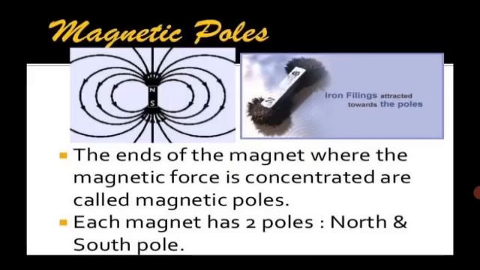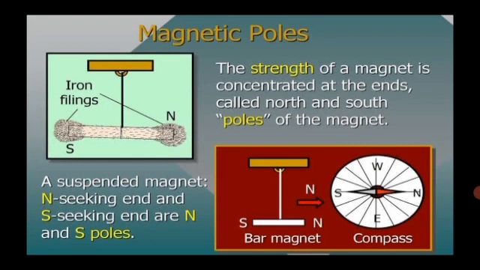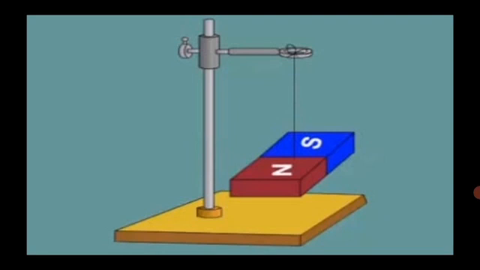The ends of a magnet where the magnetic force is concentrated are called magnetic poles. Each magnet has two poles, that is, north and south pole. The strength of a magnet is concentrated at the ends called the north and south poles of the magnet. In a suspended magnet, the north-seeking end and south-seeking end are the N and S poles. The end of a magnet that points to the north is called the north pole, while the end that points to the south is called the south pole. The north pole is indicated by N and the south pole by S.